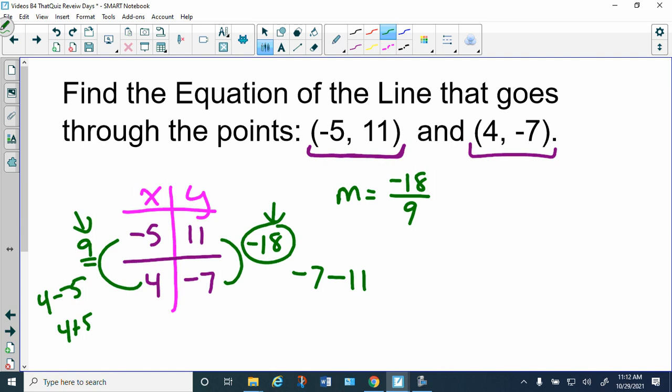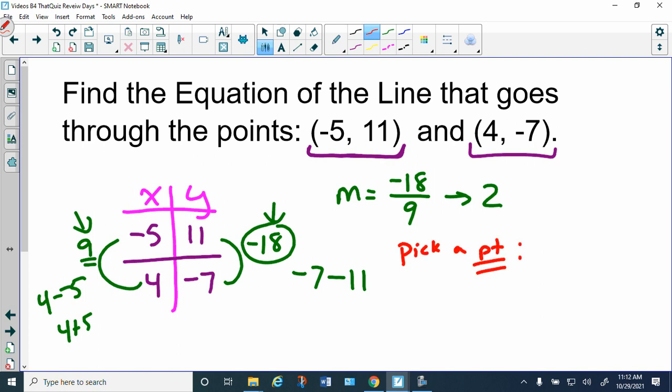I can pick up my calculator and put that in. I love that little fraction button that's on our yellow calculators. You can put that in and hit enter, and it will simplify it. Or you can just do it in your head. So we know that that slope, negative 18 divided by 9, is negative 2. And we're almost done, right? So now, after we do that, we're going to go ahead and pick a point.